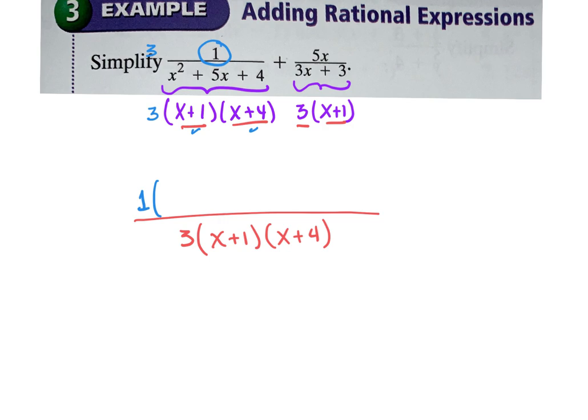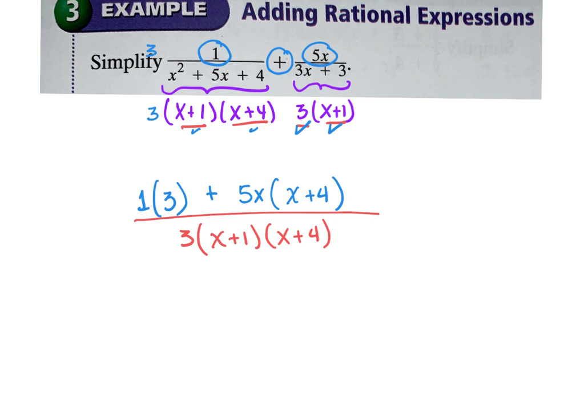So I have to multiply the top and bottom by what I'm missing. 3. I'm going to use the same sign that it gives me right here, plus. Then I'm going to use this numerator, 5x. What is this missing? I have the 3. I have an x plus 1. What am I missing on this one? X plus 4. So far, so good? You multiply by what you're missing, all right?